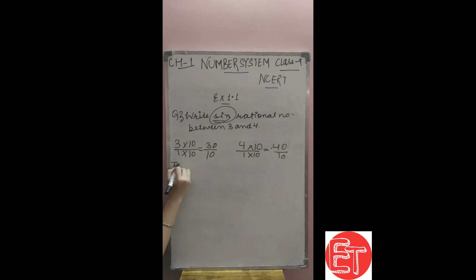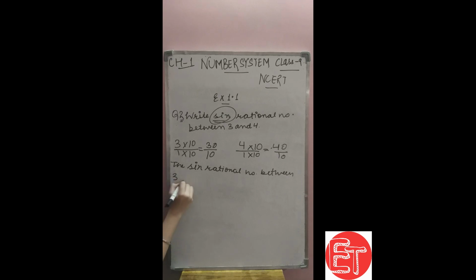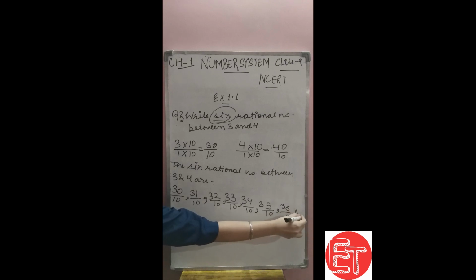So we can write the 6 rational numbers between 3 and 4 like this: 30 by 10 is given to you. Now we will extend it: 31 upon 10, 32 upon 10, 33 upon 10, 34 upon 10. It means that you have to write 6 rational numbers. So 34 by 10, 35 by 10 and 36 by 10, which is your answer.